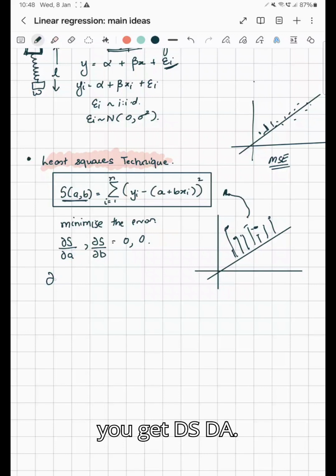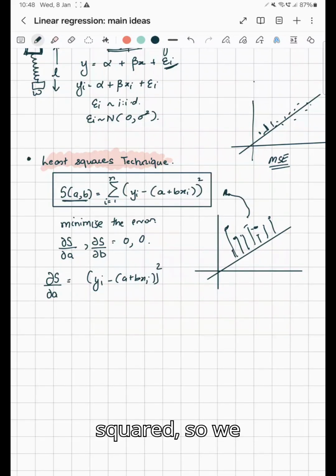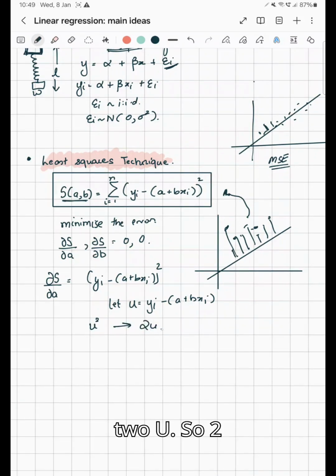So this is what you get: dS by da of the sum of (yi minus (a plus bxi)) squared. So we let the inner function be u. This is a very plain vanilla usage of the chain rule that I think many of you might know. If you don't, that's fine. I'm sure you know the power rule. So we get u squared, and the derivative of u squared is just 2u. So 2 times (yi minus (a plus bxi)). This is what we get.